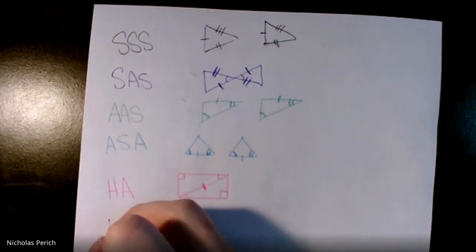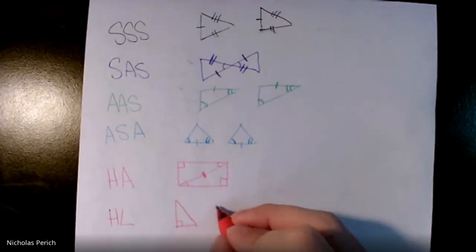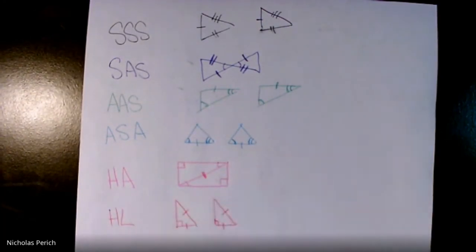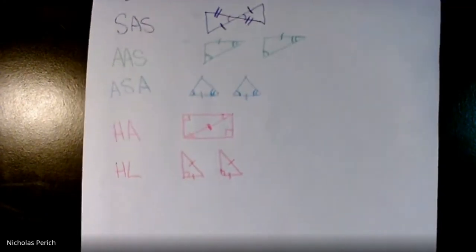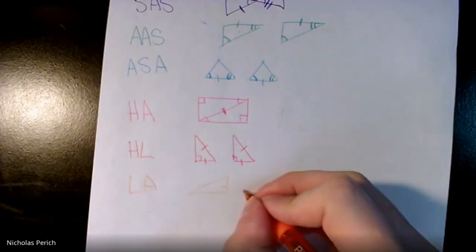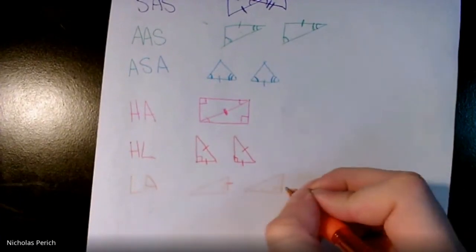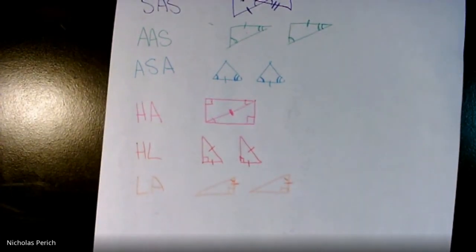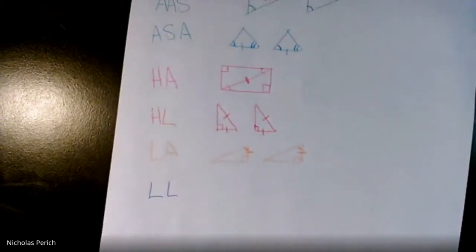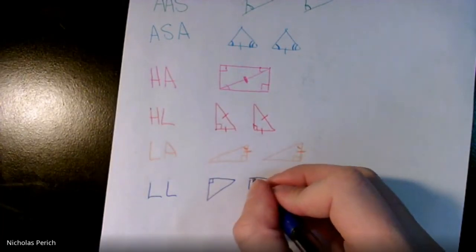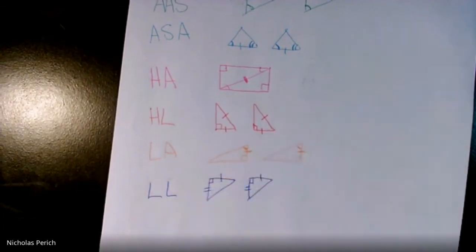If you have an HL, I have definitely a right triangle, and definitely a right triangle, and I can show that both hypotenuses are the same, and that a leg on each is the same, then I have HL. I also have LA. So if I have definitely a right triangle, definitely a right triangle, these 2 legs are the same, and any 2 angles are the same, then I have LA. And last but not least, I have LL. So if I have that's definitely a right triangle, that's definitely a right triangle, that leg is the same as that leg, and that leg is the same as that leg, then I have LL.